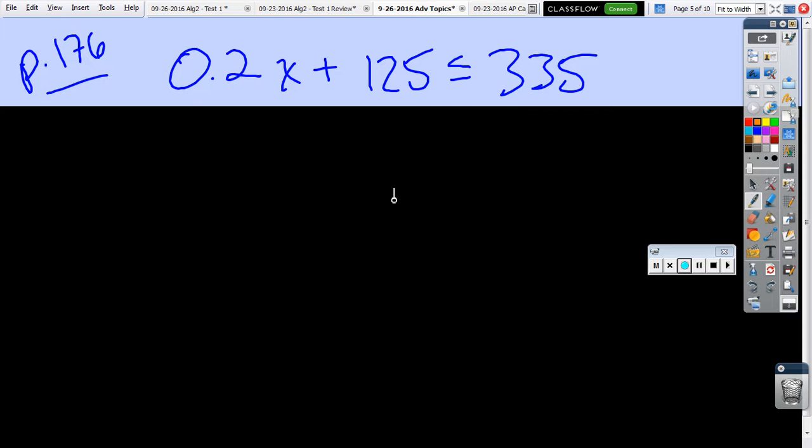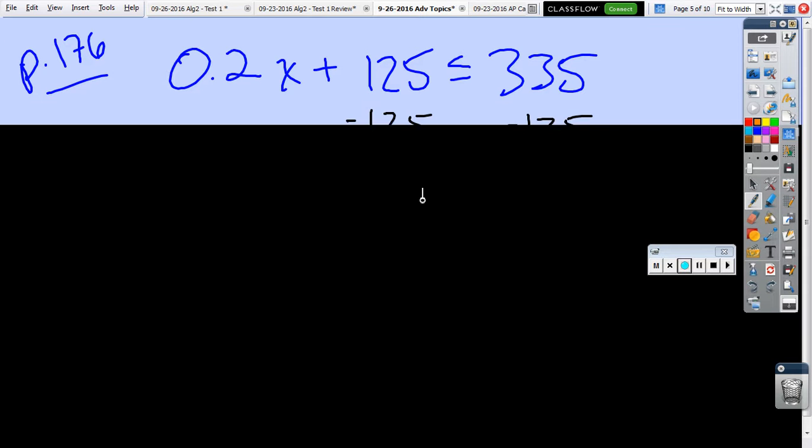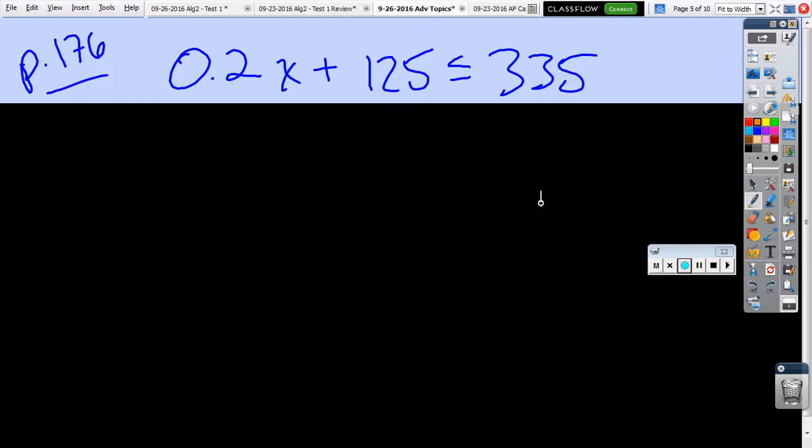This is on page 176. We're looking to solve for x. Just like if this were an equation, the first step you would do is subtract 125 from each side. Actually, I'll let you go ahead and work this out. Let me know what you get. This is a single variable inequality.